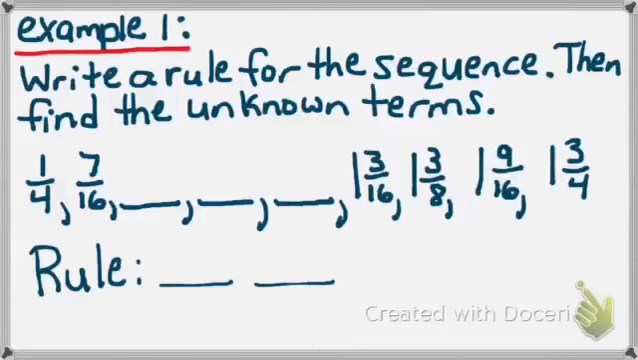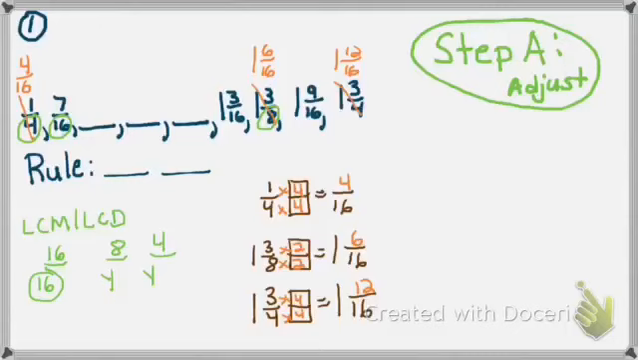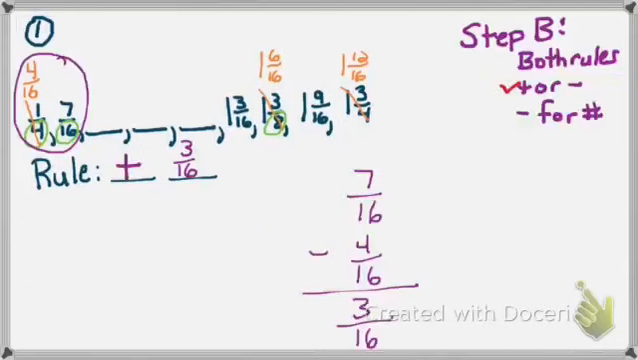So let's review. When you're asked to find a rule and find the unknown terms, remember, first thing, the rule has two parts, and then we're going to go through our steps A, B, C, and D. Step A stands for adjust. You need to adjust all of your denominators so that they're common denominators. So you find one of each different type, find the LCM, LCD. That's going to be your new common denominator. Adjust everything and rewrite all of your numbers so that they have the same common denominator.